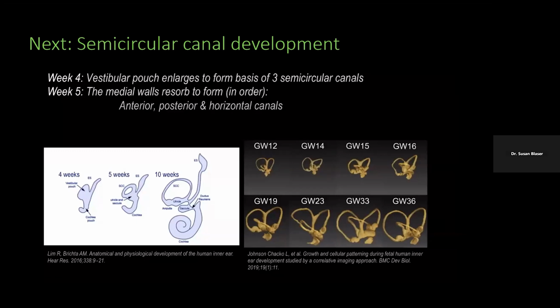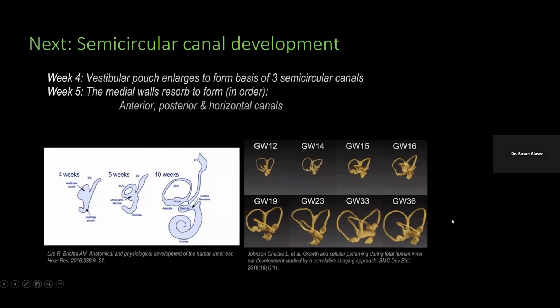We know that at 4 weeks of gestation, you're going to have a vestibular pouch enlarging to form the basis of the 3 semicircular canals, and the medial walls will resorb to form the anterior, posterior, and horizontal canals. Horizontal is last, and therefore most likely to be abnormally formed. So taking a look here and comparing to this, and this is basically taking a look at a fetal inner ear, and that's by a beautiful article by Johnson. You should take a look at that because the pictures are stunning.